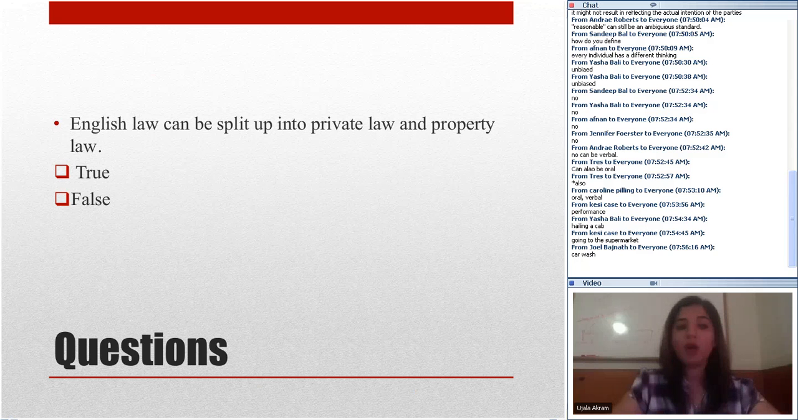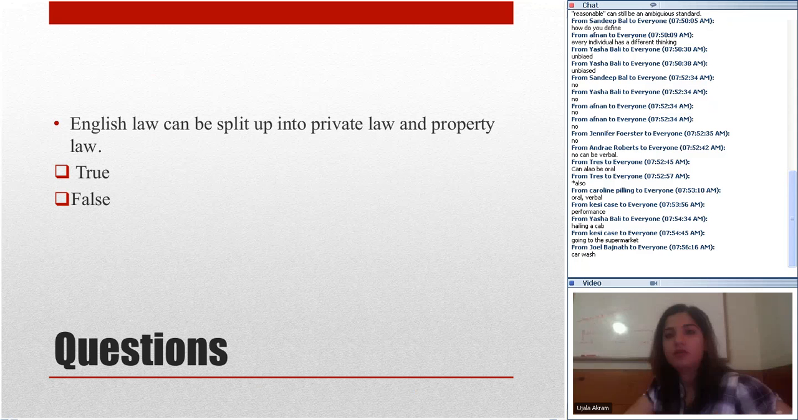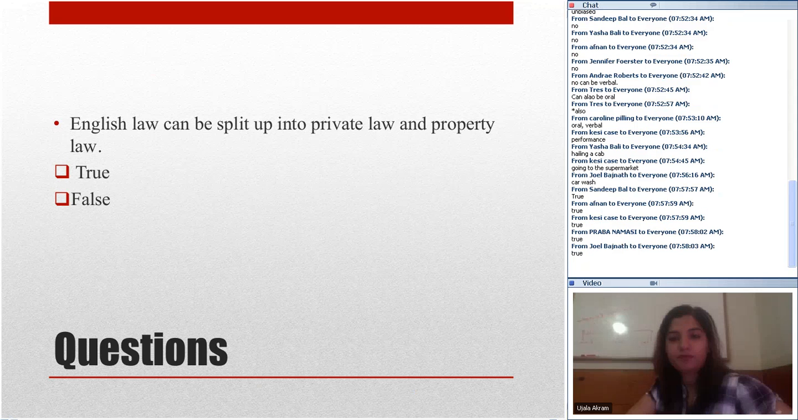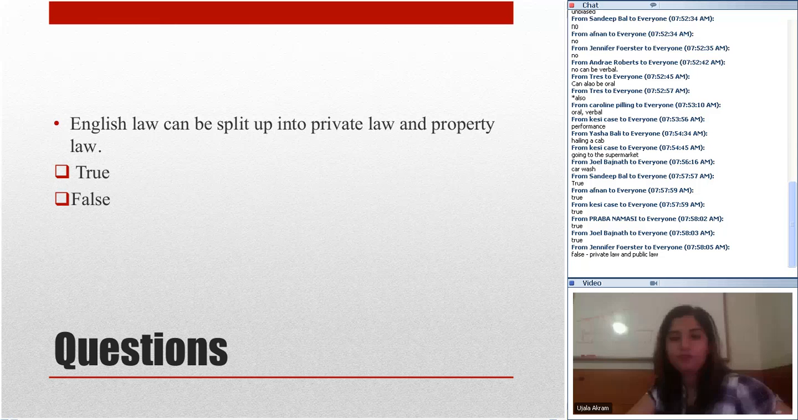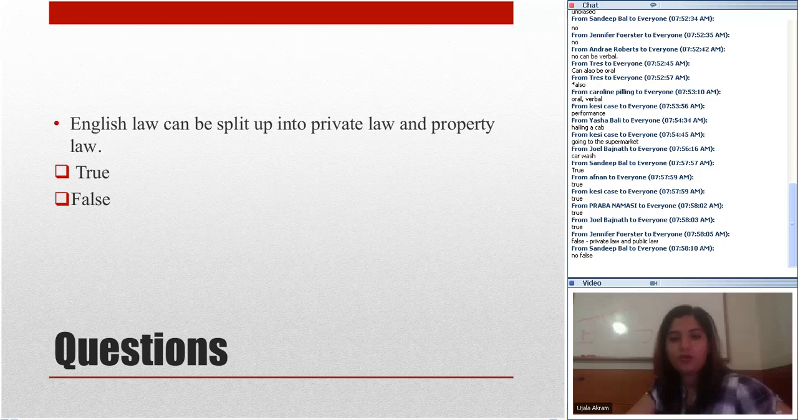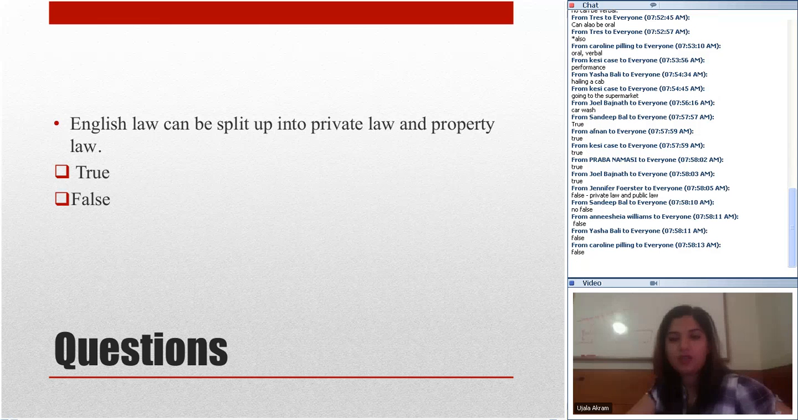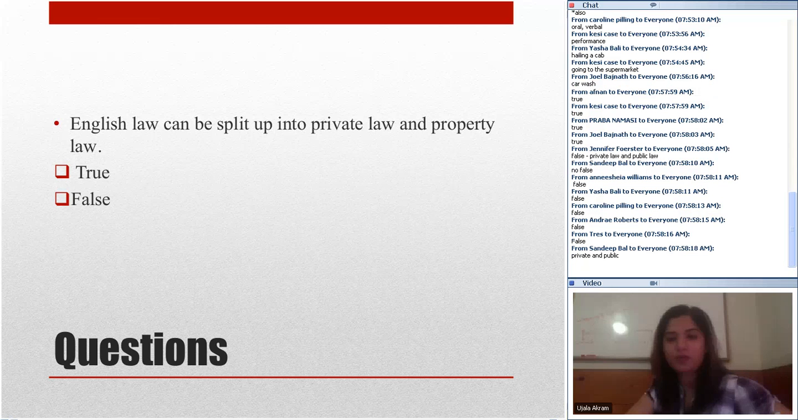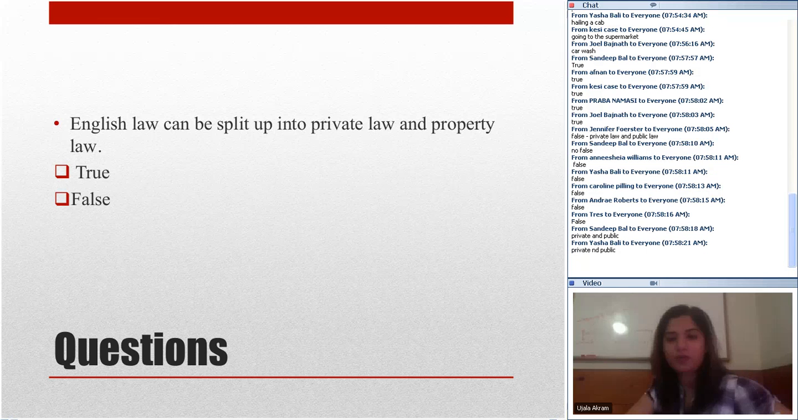English law can be split up into private law and property law. True or false? Let's see. Use your chat box. True, true. False, false. Okay, yes. I got some trues and I got some false.